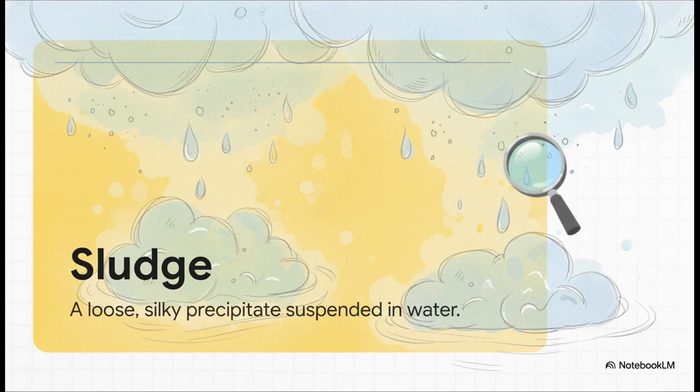Now, I know sludge sounds kind of gross, but listen to how it's defined in engineering chemistry. It's a loose, silky precipitate suspended in water. Notice those words, loose and silky. Even in a dense, heavy textbook, the language used to describe this reaction is surprisingly calming. It's not some rigid, catastrophic failure. It's just a soft, yielding gathering of particles that have gently fallen out of the solution.